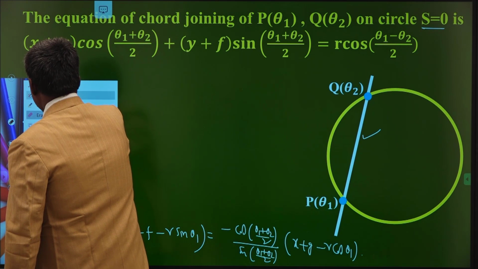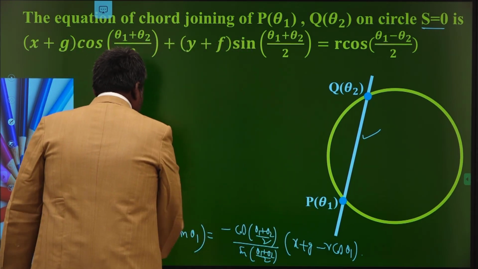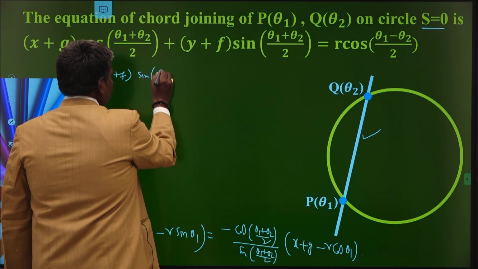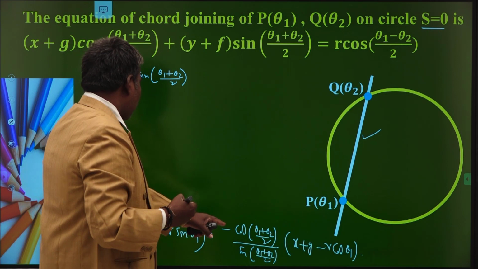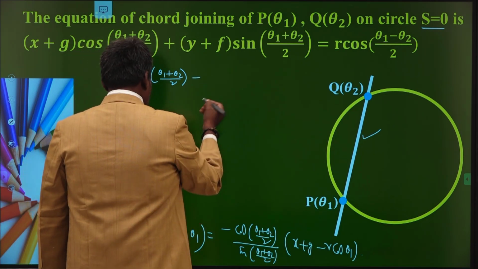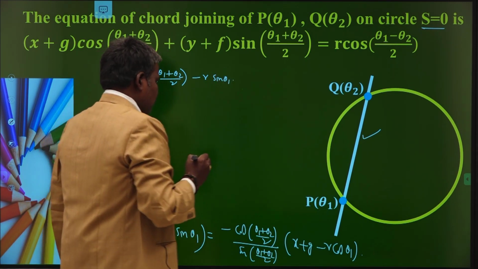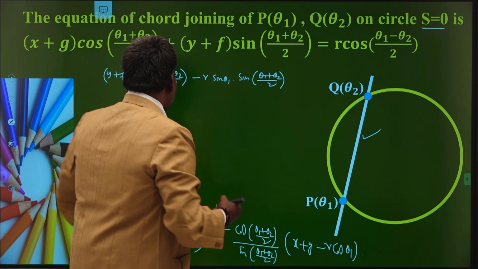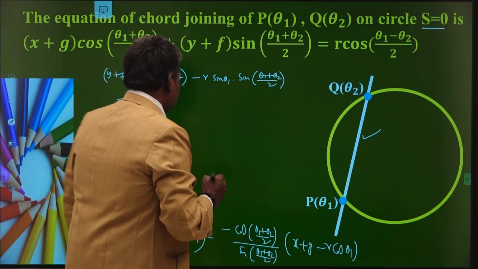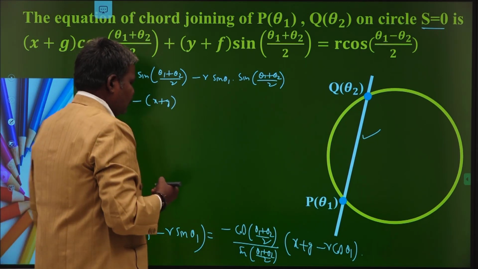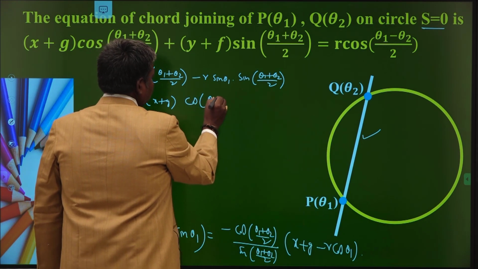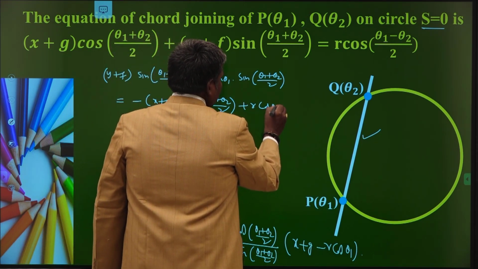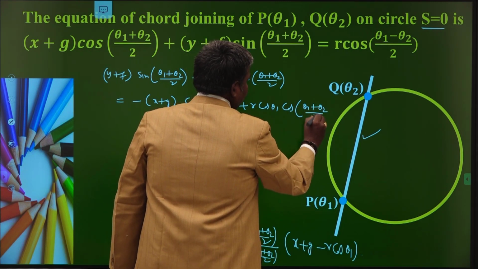Now, by cross multiplying, we get (y + f) sin((θ1+θ2)/2) minus r sin θ1 sin((θ1+θ2)/2) is equal to what? (x + g) cos((θ1+θ2)/2) again, minus into minus, plus r cos θ1 cos((θ1+θ2)/2).